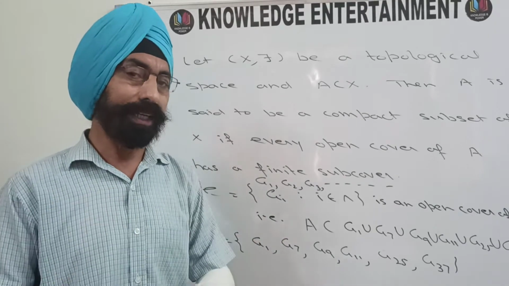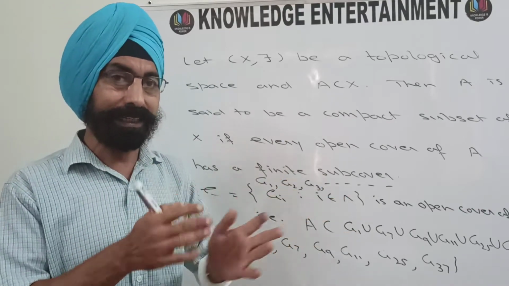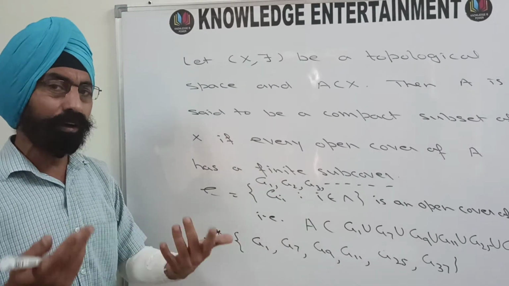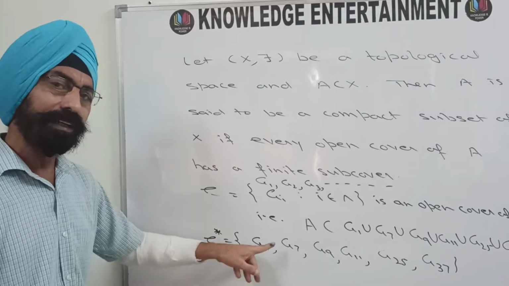So subgroup of what? Subgroup of group. If you are having subset, so subset of what? Set. Subset of set. Similarly, subcover of what? Subcover of cover. So C star is a subcover of C. It is not a subcover of A.